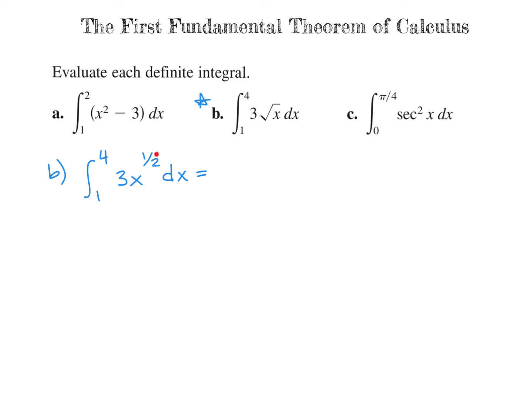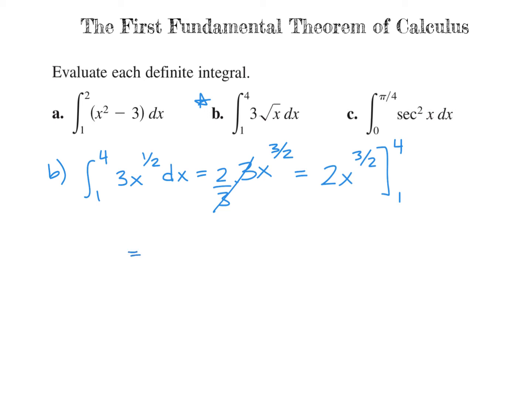So I'm going to add 1 to our exponent of 1/2, which is 3/2. So we'll have 3x to the 3/2, and then I need to divide by 3/2 as well. Well, dividing by 3/2 really means multiplying by 2/3. So I'm really multiplying by 2/3 out in front. The 3's cancel, so we're left with 2x to the 3/2, and we want to evaluate that at 4 and 1. So we will first evaluate this at 4.